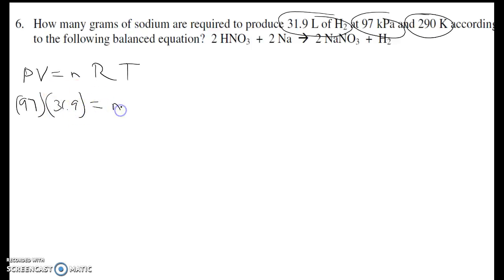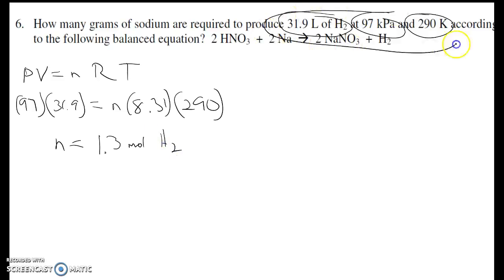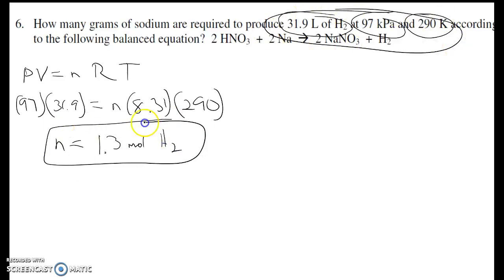Now we don't know moles. We know our ideal gas constant is 8.31 and our temperature is 290. So we're going to solve for moles here. And you've been doing this enough that I don't need to go through the steps of solving. But when you multiply these two and divide by the other two, you should get an answer of 1.3 moles. And this is of hydrogen, because we're talking about hydrogen gas. All right, so this is how many moles of hydrogen gas we got.